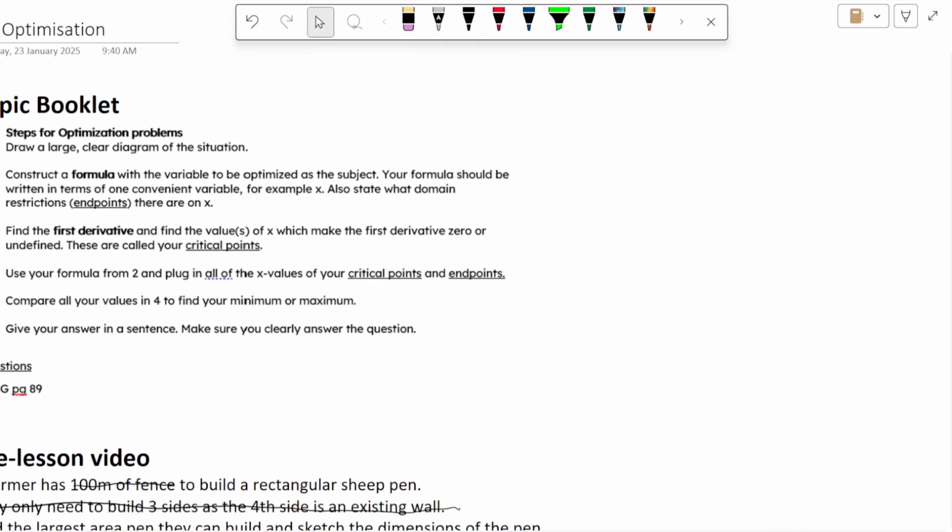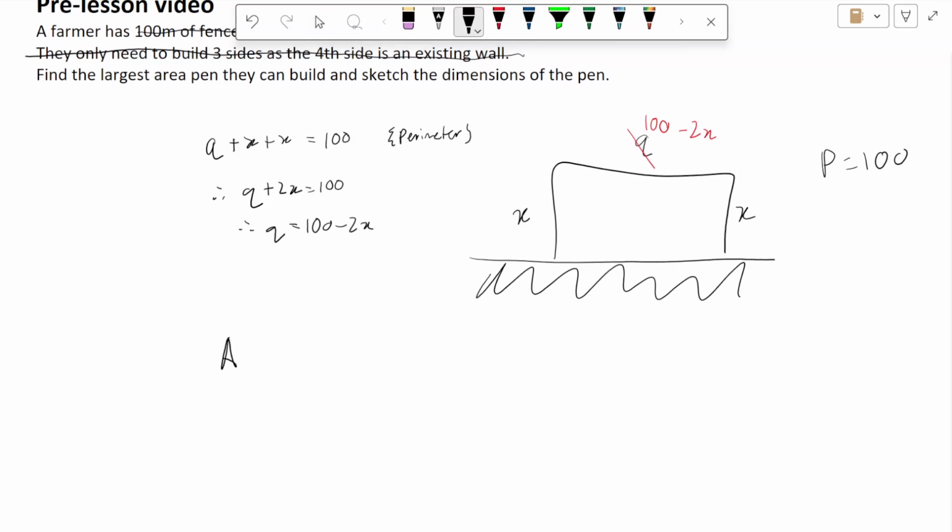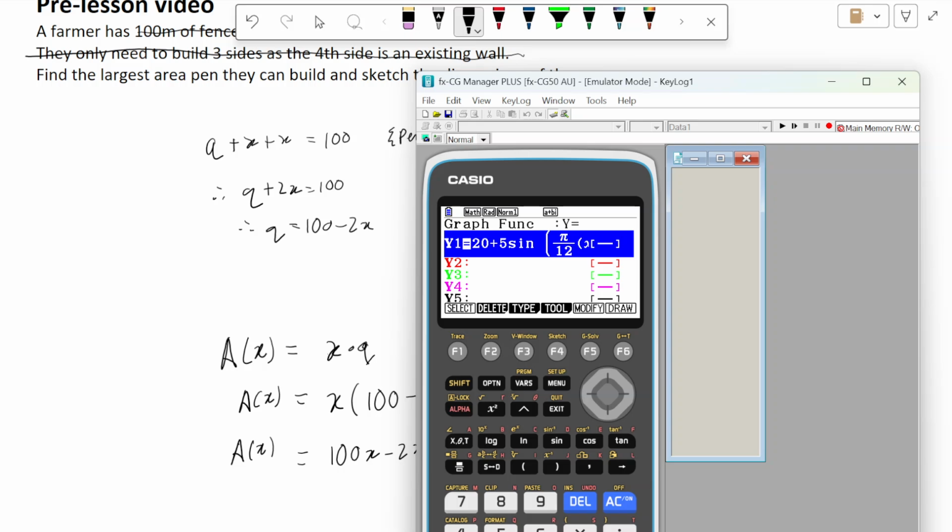Next, all right, we've drawn the clear diagram. Construct a formula for the variable to be optimized. Everything you do should only have one letter in it. Usually it's X. The area, well, it would have been X times by Q, or length times by width. So I'm going to write this as X times by what we figured out Q was, 100 take 2X, just like that. All right, I might expand it: 100X take 2X squared. That'll give me the area. Now, it's not a bad idea as soon as you get this formula to write it in your calculator. So let's just do that. 100X take 2X squared.